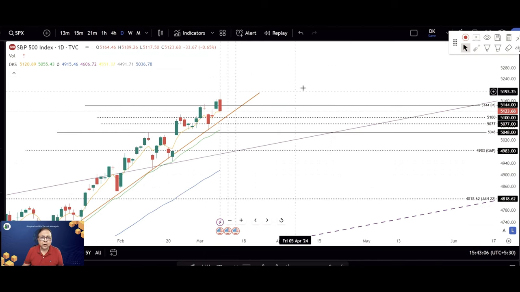Immediate resistance now gets created at 5,144. Why? Because this is a bearish engulfing candle. If you calculate the median of this candle, then it comes at 5,144.45. And there is a price rejection over here. So this area is likely to act as a resistance.